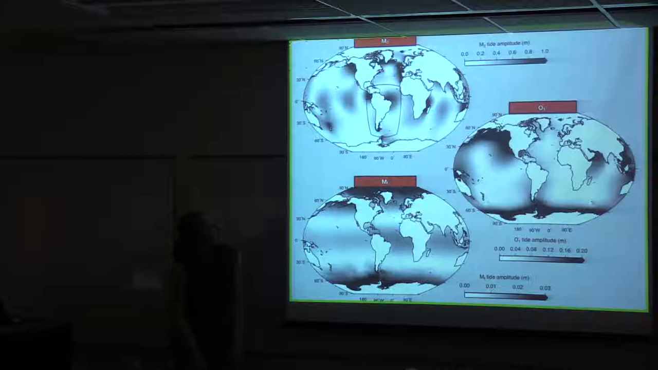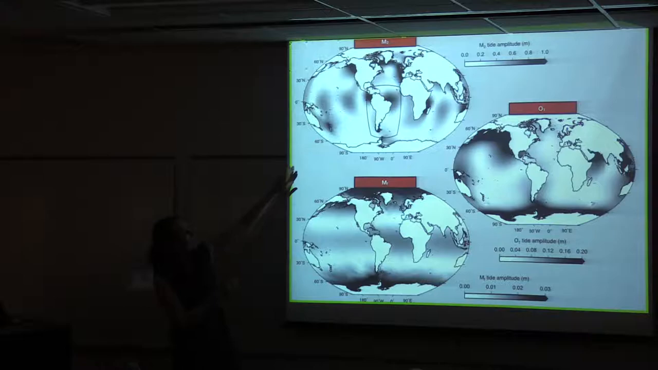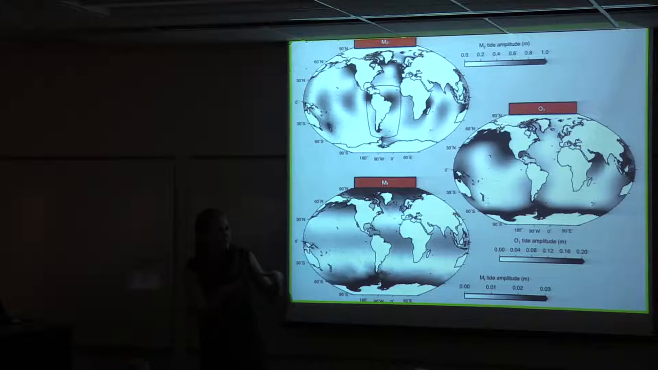Okay, so these are maps of tidal amplitude for the three tides that I had boxed in the previous slide. M2 is a tide we've already seen. That was the map I showed earlier. And here I've boxed South America because that will be our case study that we'll explore in this presentation.